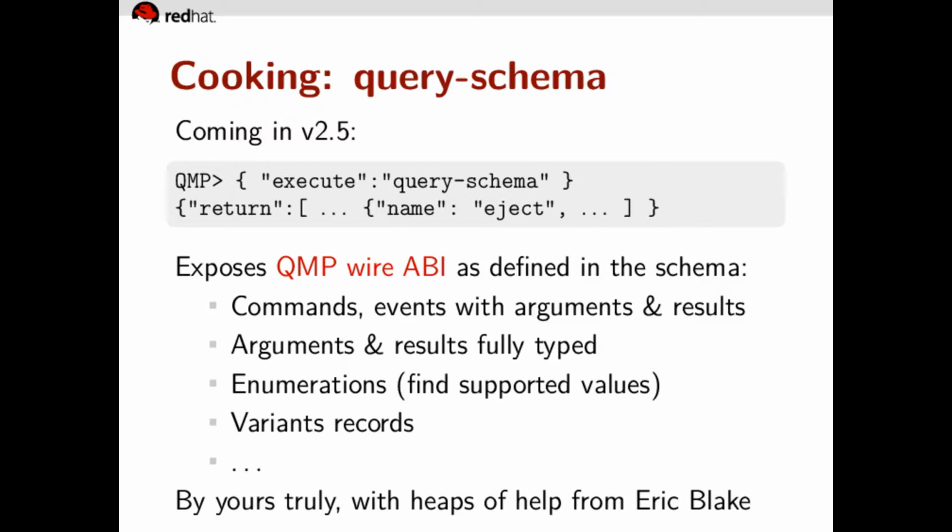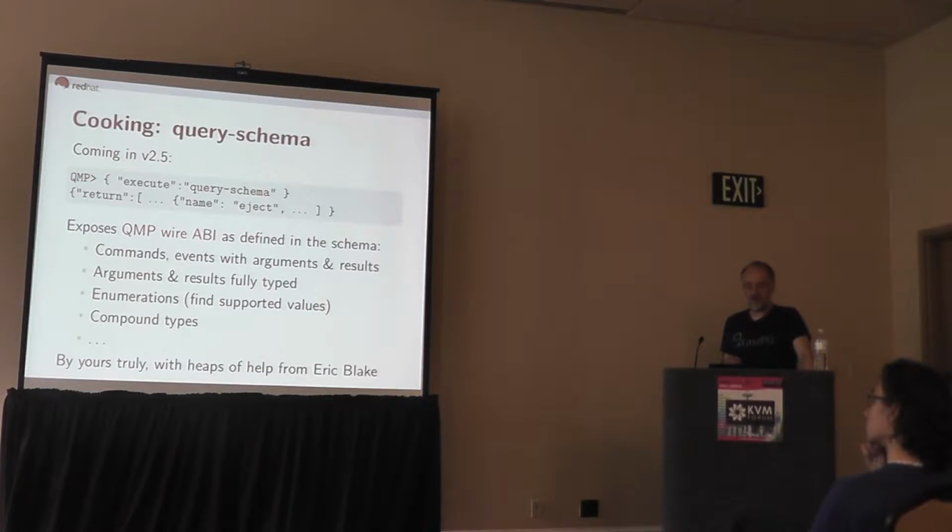And that's what I got cooking in my tree. There's a command, query-schema. You run it, you get back an array of objects. And those objects expose the QMP ABI as defined in the schema, commands and events with arguments and results. Arguments and results are fully typed. We have a reasonably expressive type system. They're enumerations, so you can find out acceptable values. They're compound types, and so forth. And this work has been done by myself with heaps of help from Eric Blake. Just the other day, he observed that I nerd-sniped him.